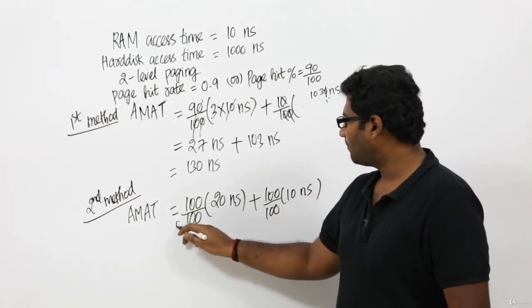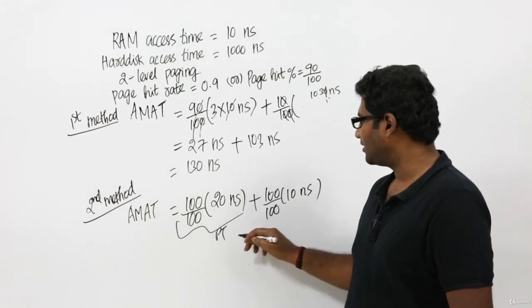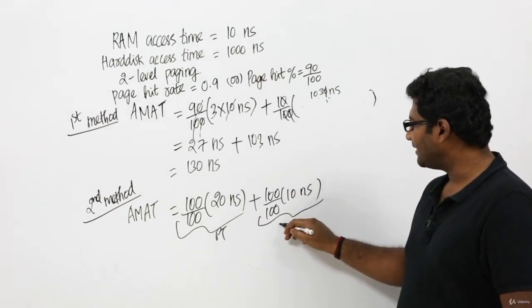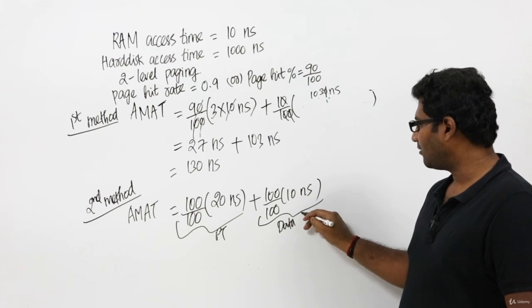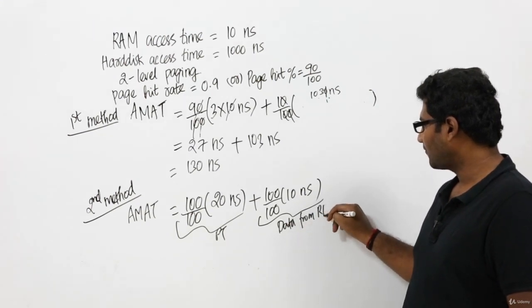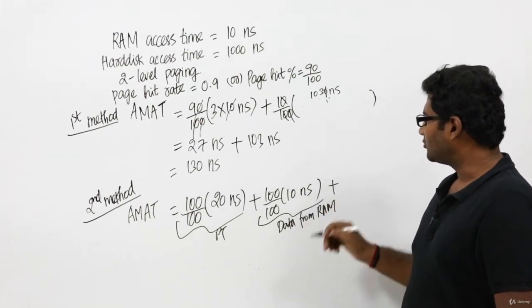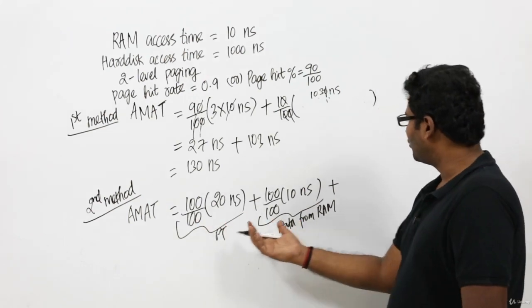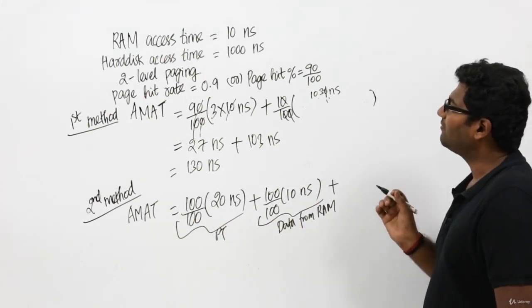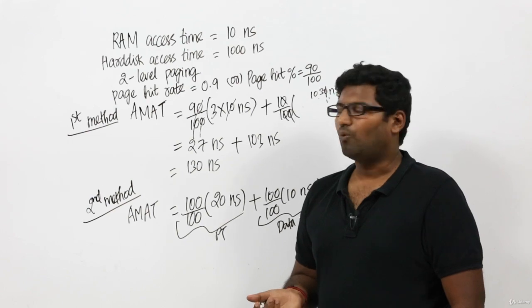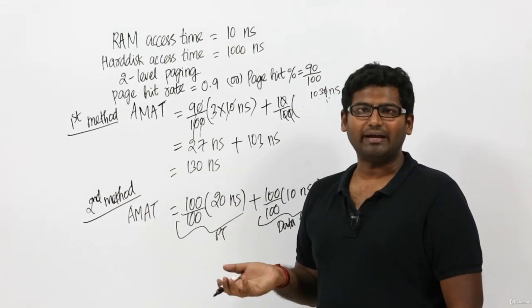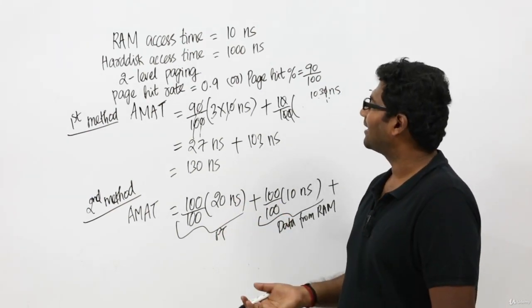See, this is for the page table. This is for reading the data from RAM. Fine. So 100% of the times we are going to have both these things. Fine. Now when will we access the hard disk? Only in case of a page fault, right? In case the byte is not present inside the RAM.